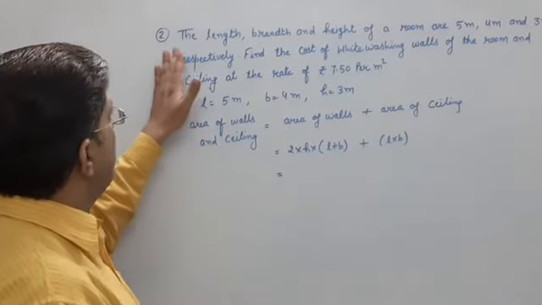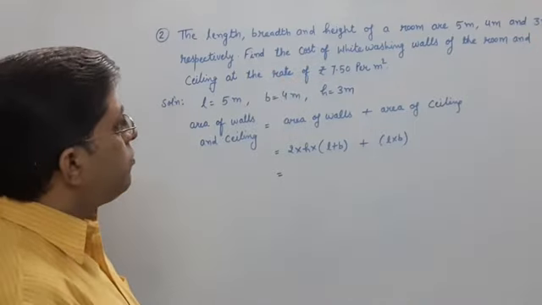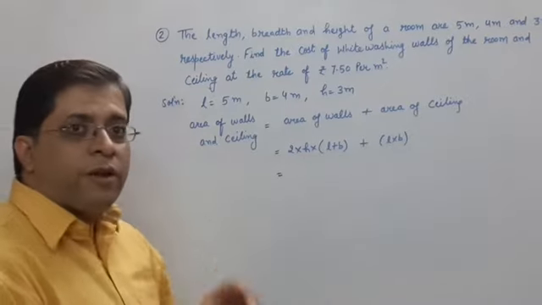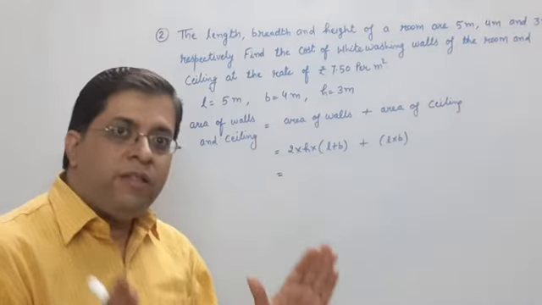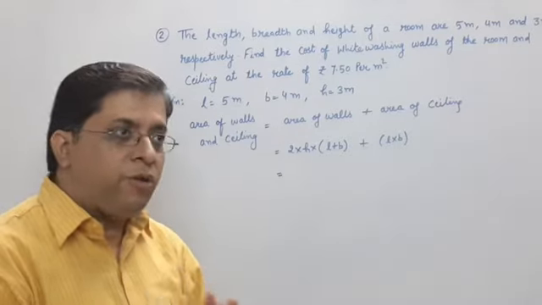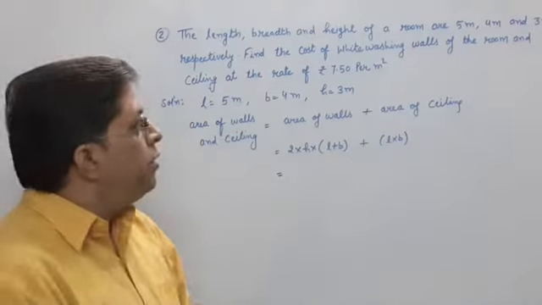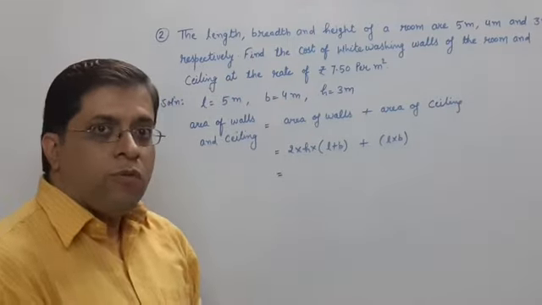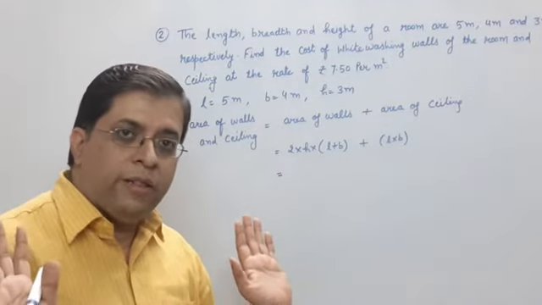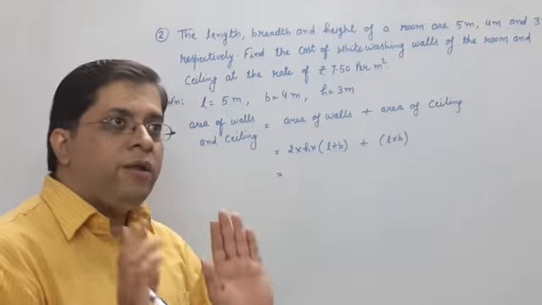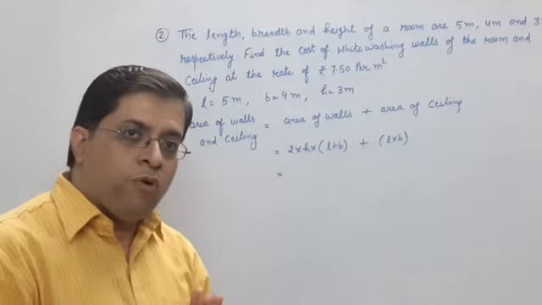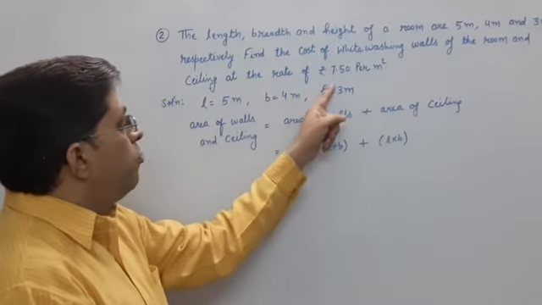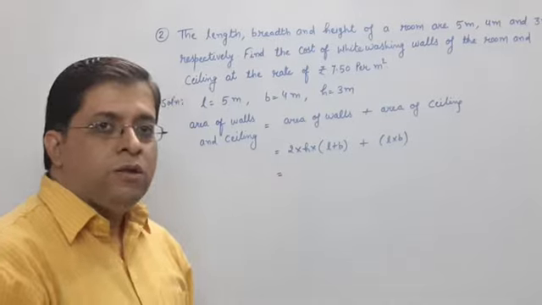Question number 2. The length, breadth and height of a room are 5 meter, 4 meter and 3 meter respectively. One room is there, and its length, breadth and height, 3 things, are given to you: 5 meter, 4 meter and 3 meter. Find the cost of whitewashing the walls of the room. There are 4 walls in the room. You have to find the cost of whitewashing these 4 walls and the ceiling, that is the top, at the rate of rupees 7.50 per meter square.